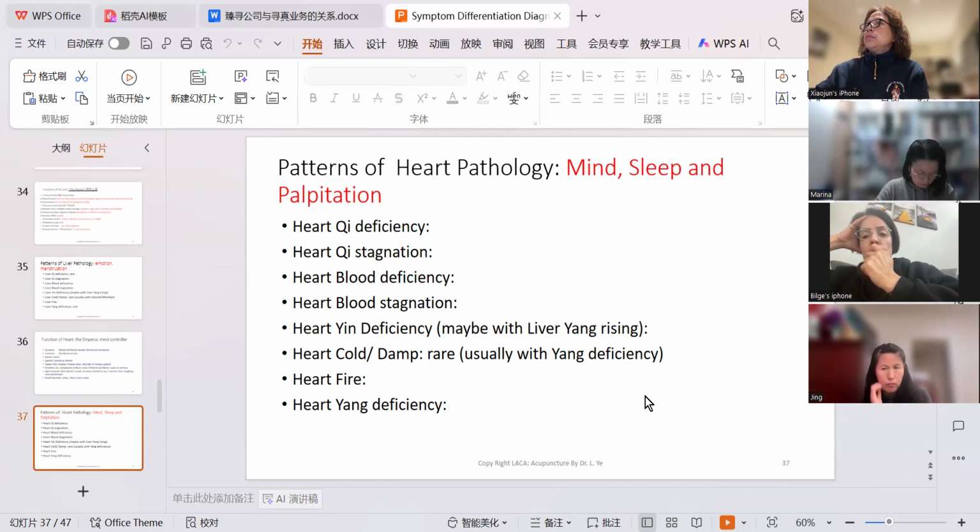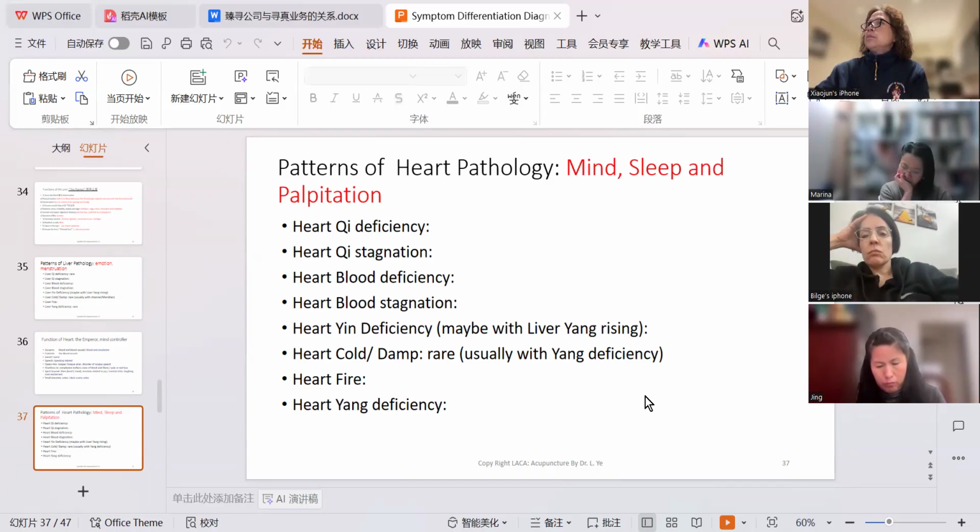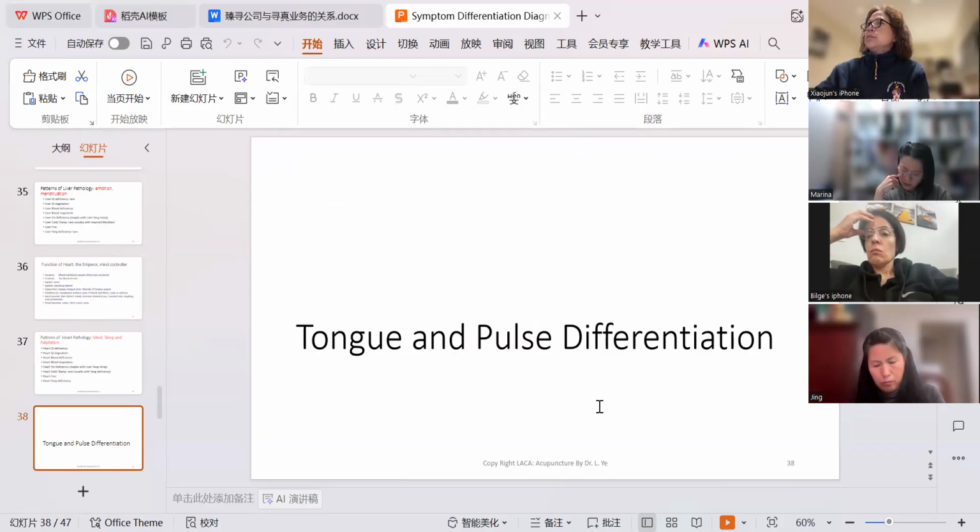And the keywords for heart differentiation are these three: mind, spirit, and palpitation. Mind you can change into mental or emotions. Mind, spirit, and palpitation. Any symptom related to the heart will often have complications of palpitation, heart rate. And these are all patterns you can often see with heart pathology.